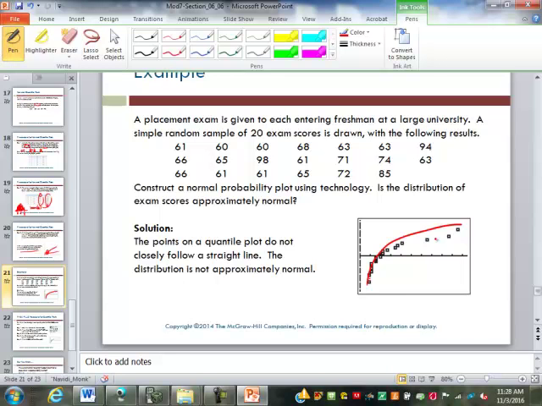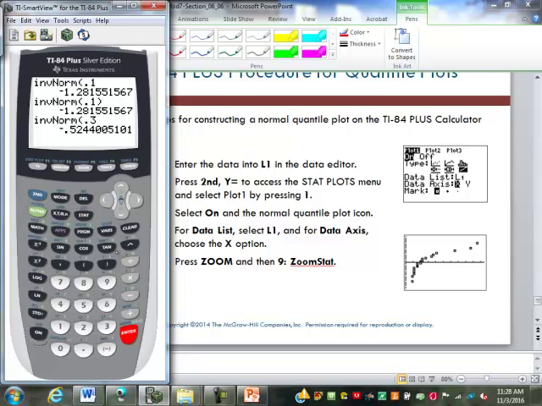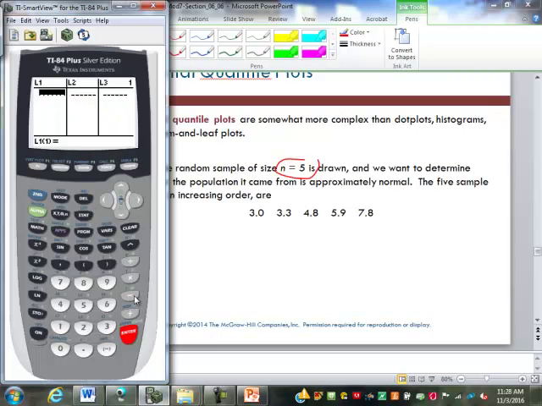Now your calculator will do a normal quantile plot for you. First thing we have to do in the calculator is enter the data. So I'm going to clear this out and go to stat, edit. Got my lists all cleared out. So I'm going to go back up to this slide here and put these in. So 3.0, 3.3, 4.8, 5.9, and 7.8. So I've got them all entered.